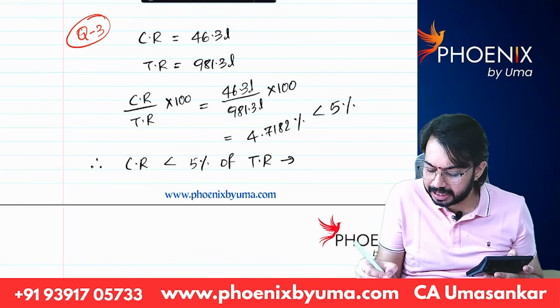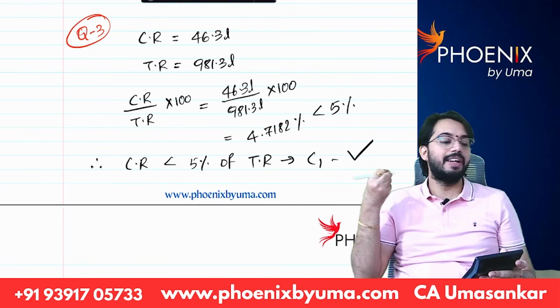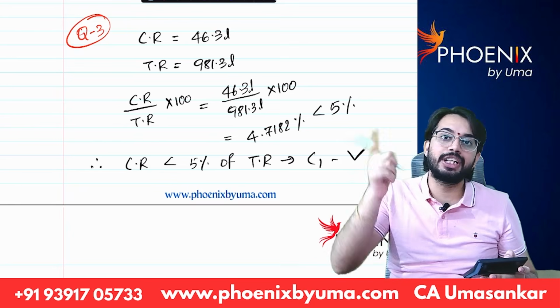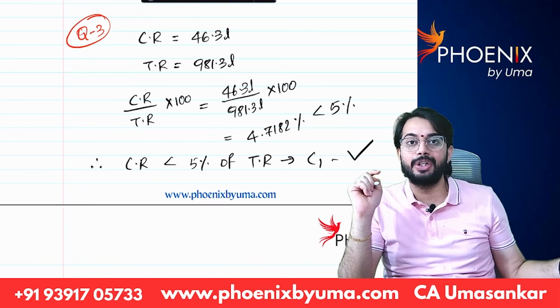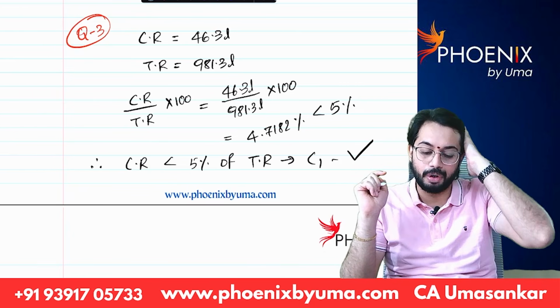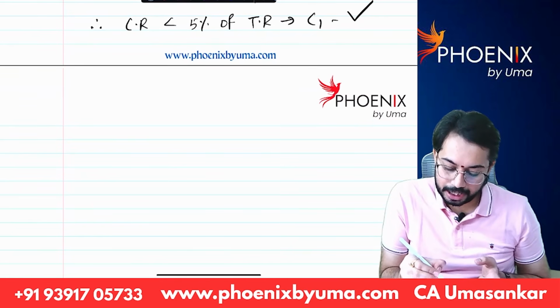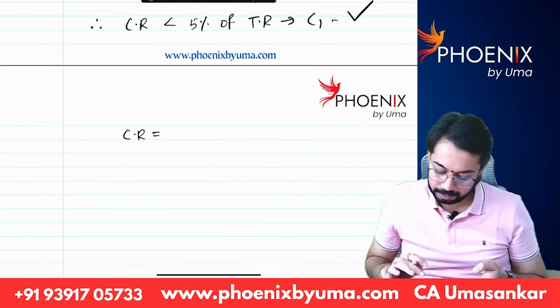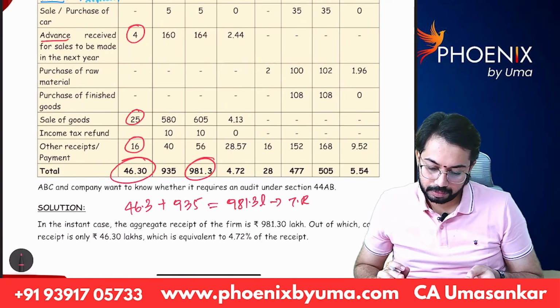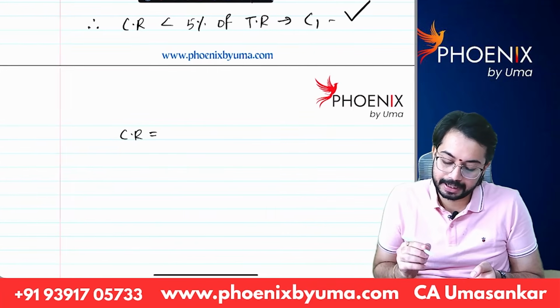Whether condition 1 is satisfied? Yes, condition 1 is satisfied. If condition 2 is also satisfied, then threshold limit applicable is 10 crore. Okay. Cash receipts. Sorry. Cash payments.